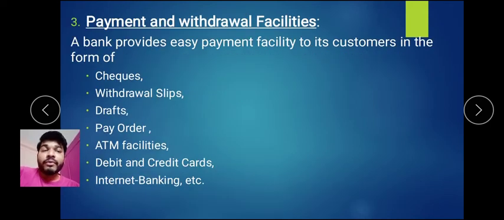Third is the payment or withdrawal facility. If you want to pay your money to other persons, you can go with different net banking systems, RTGS, NEFT. Again, if you want, you can go with a physical check or withdrawal slips. If you want to withdraw your money, you can withdraw with the help of a check, a withdrawal slip, or a draft. Then pay orders, and ATM facilities, which are nowadays most common, that is debit card and credit card. And lastly, internet banking, or e-banking, is done with the withdrawal and payment facility.